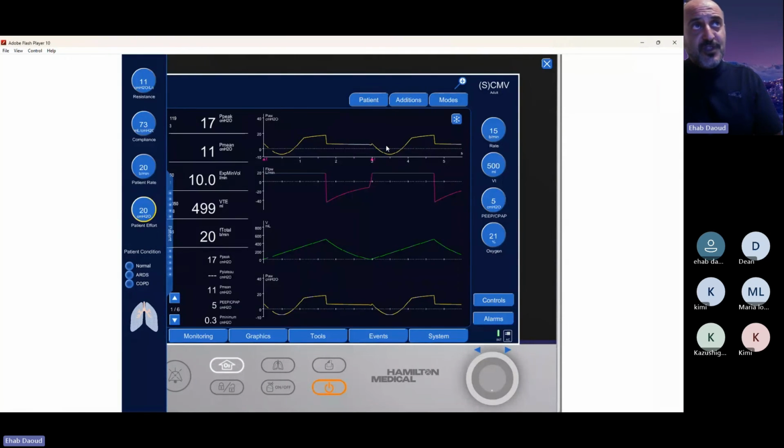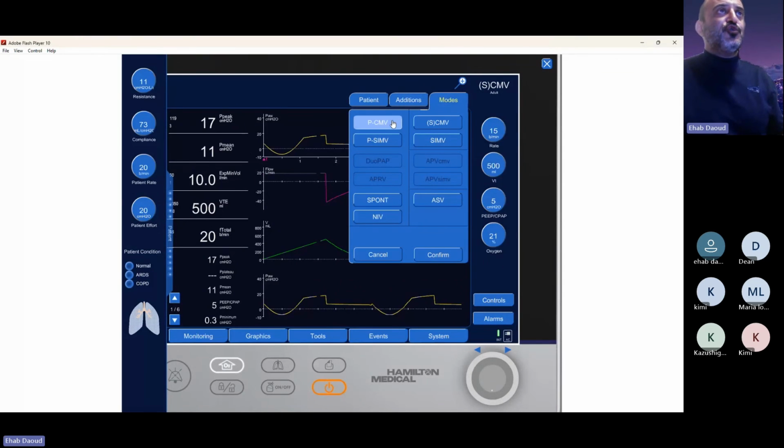The airway pressure should never be like this. And if you have an esophageal balloon, which we don't in that simulator, you'll find that the transpulmonary pressure is very, very high. So this could be very injurious. Again, please take a look, be careful with this.